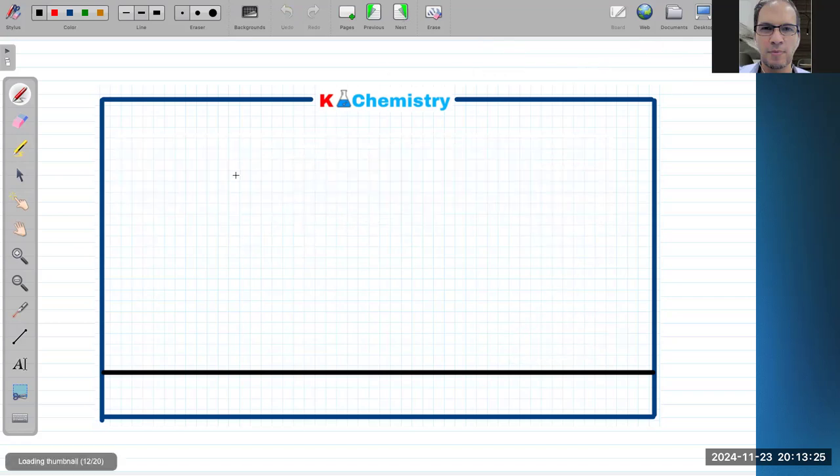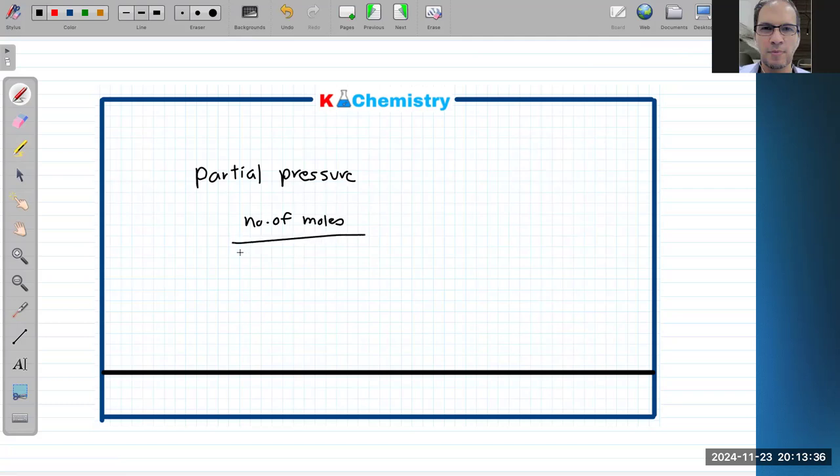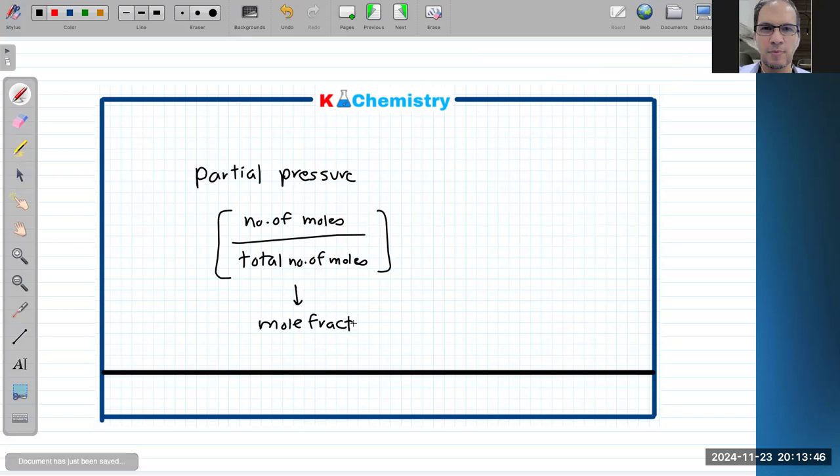Again, if you don't remember, in order to find the partial pressure, we used to calculate it by dividing the number of moles divided by the total number of moles, like we said. And that was called what? What was that called? The mole fraction. Multiplied by the total pressure.